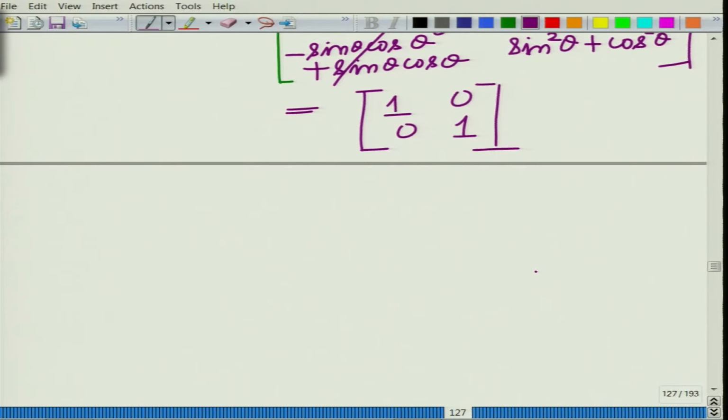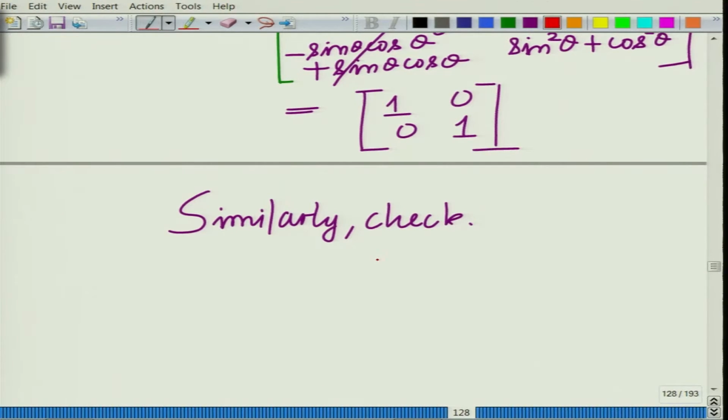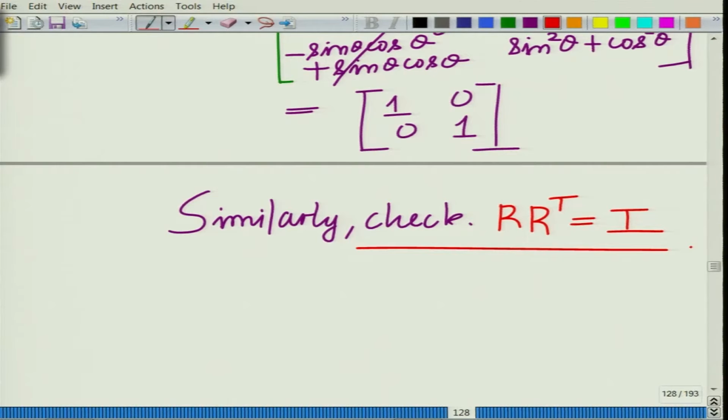So, R transpose equals R inverse, and similarly you can also check that R R transpose equals identity. You can also see this by the fact that the inverse of a square matrix is unique. So, if R transpose is the left inverse, that is R transpose R equal to identity, then it must also be the case that R into R transpose equals identity. Okay. So, this is an interesting example.